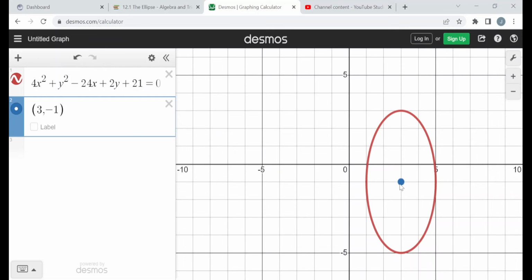And look, right, if I go 2 to the right, there's 5, negative 1, right? That was one of my co-vertices. I wrote that down. Go to the left 2, there's 1, negative 1. That was another co-vertex. I had that written as well. And then go up 4, right, there's 3, 3. That was a vertex I had. And then down 4, 3, negative 5. That was another vertex. So if I were making a graph by hand, I would have plotted those 2 vertices, the 2 co-vertices, and then drew a sketch like this. Okay, looks good.